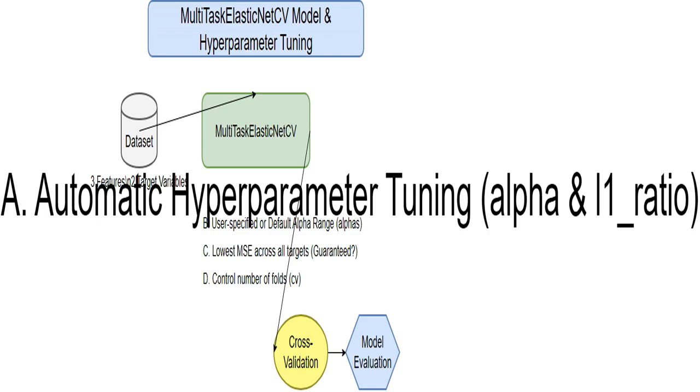MultiTaskElasticNetCV automatically tunes both alpha and L1 ratio using cross-validation. This is one of the main advantages of using this function. I don't need to manually search for the best values. That saves time and effort.